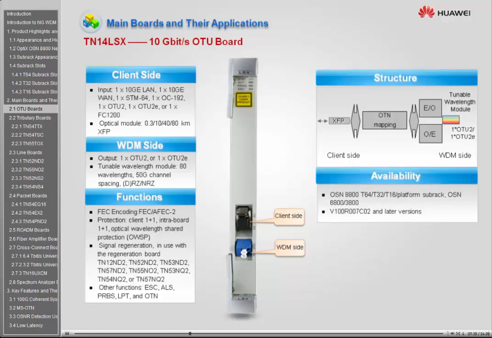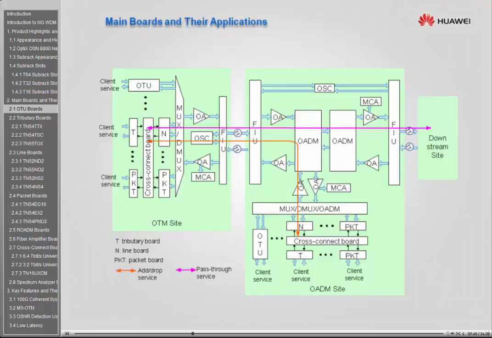It can be equipped with long, medium, or short-reach XFP modules on the client side to address different transmission requirements. This slide presents the application of a tributary board. After receiving a client service, the tributary board performs OE conversion, converts the service into ODUK signal, and then sends the ODUK signal to the cross-connect board for grooming.